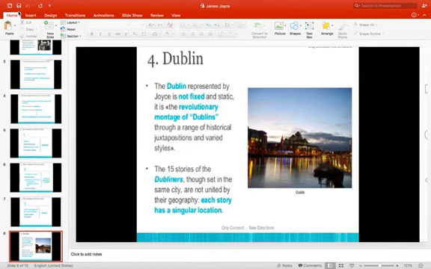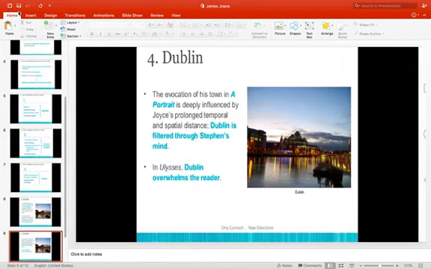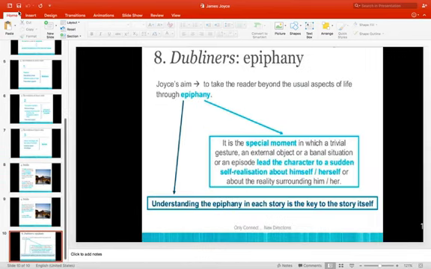the 15 stories of the Dubliners, though set in the same city, are not united by their geography. Each story has a singular location. The evocation of his town in A Portrait is deeply influenced by Joyce's prolonged temporal and spatial distance. Dublin is filtered through Stephen's point of view, and in Ulysses, Dublin overruns the reader.